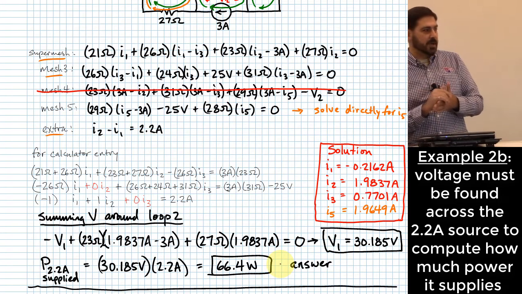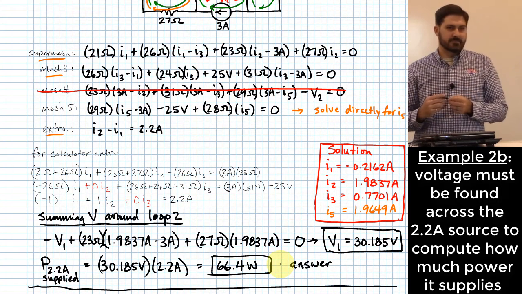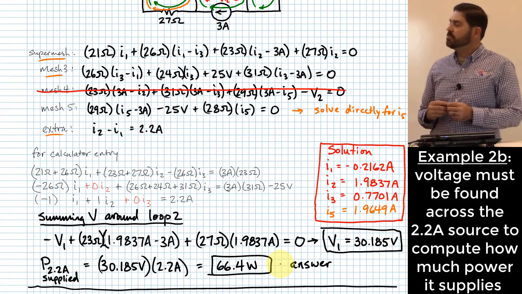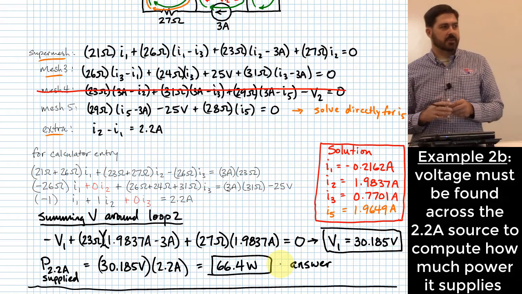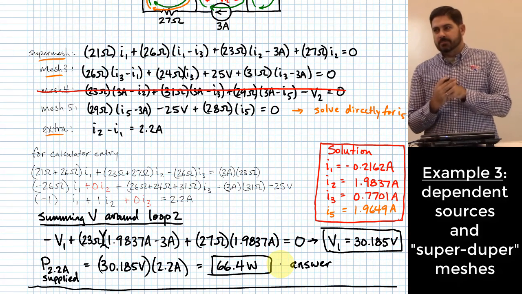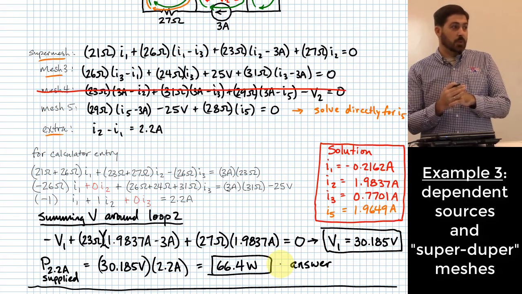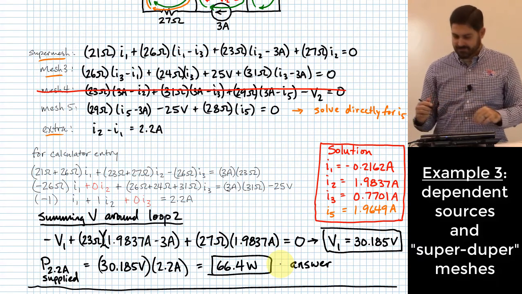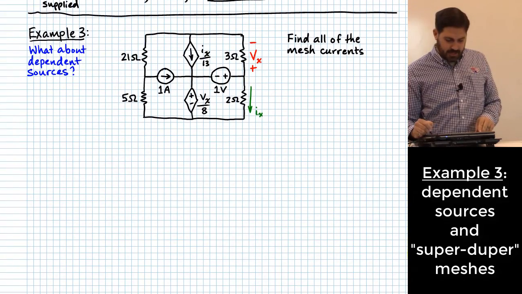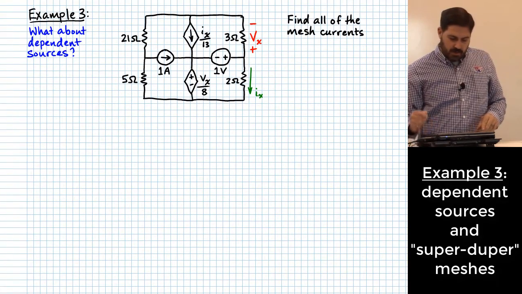So how do you like super meshes? They're okay. Don't want to commit, but yeah, they're okay. They're fine. Want to do one more example with dependent sources? I knew you wanted to. All right.